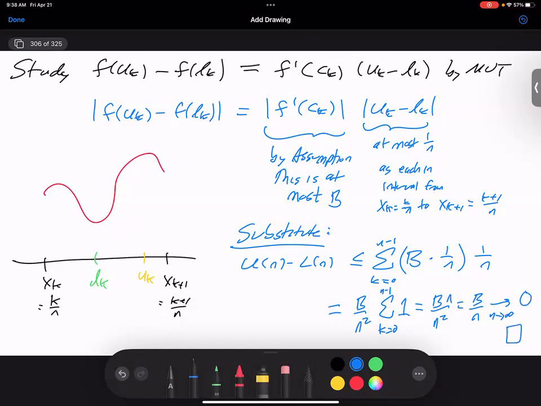And that finishes the proof. So we'll put a little QED box. This finishes the proof that the upper sum minus the lower sum goes to 0.